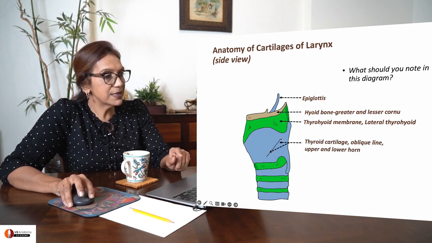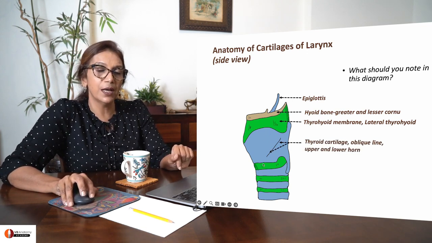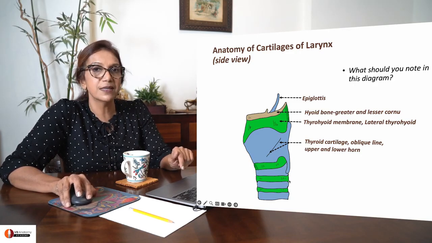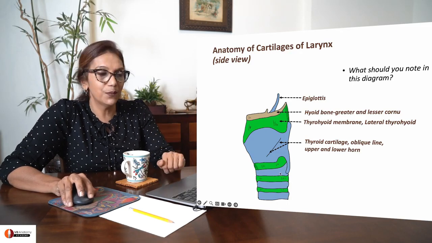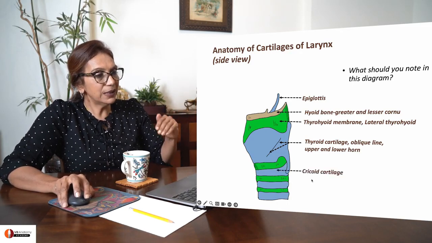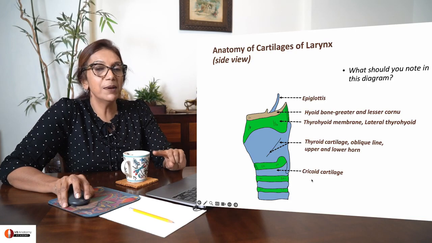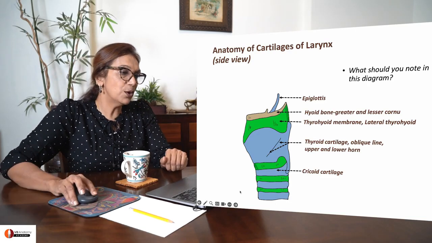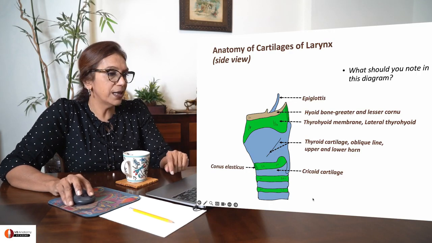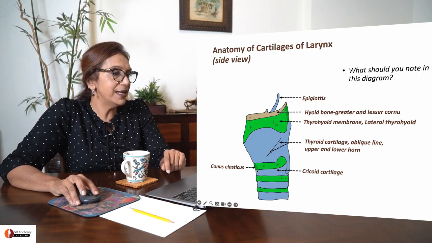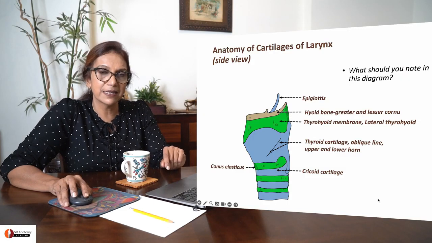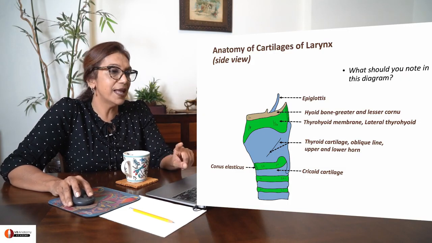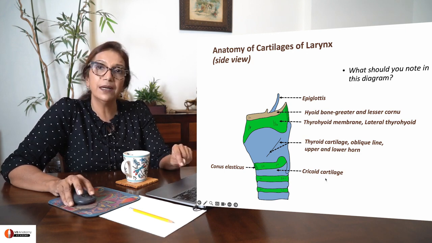The thyroid cartilage is showing me an oblique line on the outer surface, and the posterior edge of it is extending upwards and downwards as upper and lower horn, right? Then I see that below the thyroid cartilage is a cricoid cartilage. Remember, the lower edge of cricoid is the lowermost end of larynx, right? This cricoid cartilage is attached to the thyroid cartilage anteriorly with the help of a ligament called cornus elasticus. So in this one diagram, I can see three cartilages of larynx: epiglottis, thyroid, cricoid.